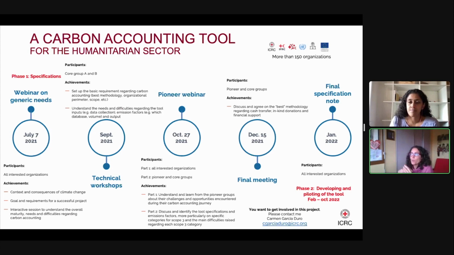But in that moment, we needed to really go into the details because we realized that the different organizations did it in different ways. And today we have the final draft of the specifications that have been shared with many of you, and we're waiting to receive the feedback before we close this phase. Then, as I mentioned, the second phase will be the developing and piloting of this tool. It will go next year from February to October. And let's go to the next one, please.